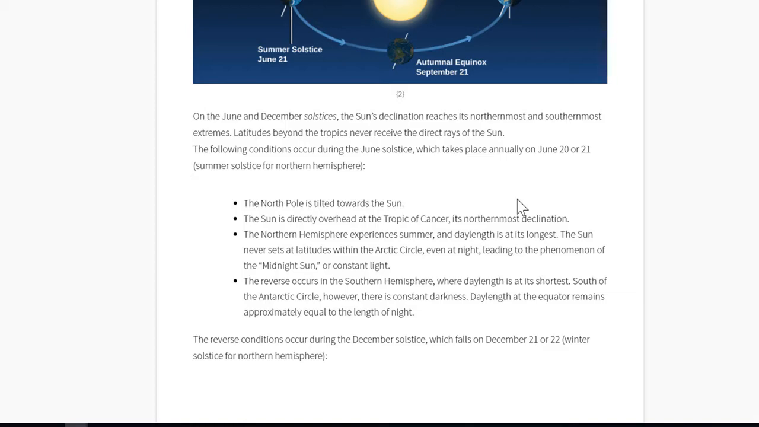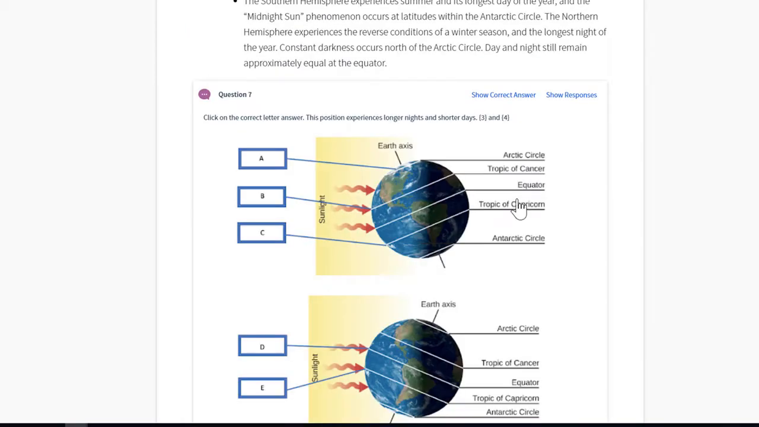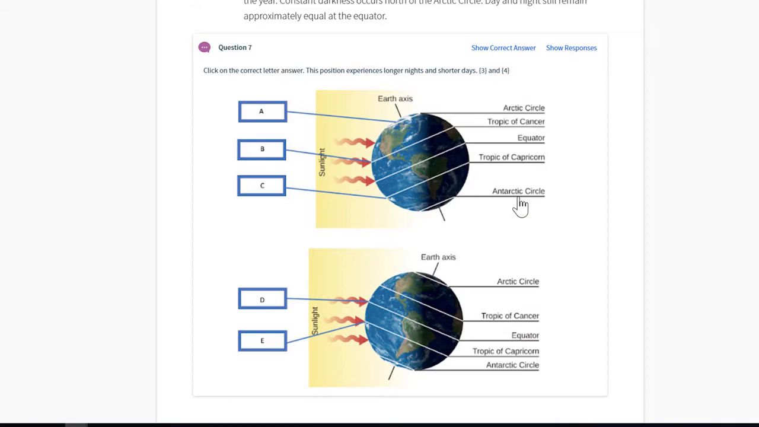So you see the differences. The first one was question 7. Click the correct letter answer. The position experiences longer nights and short days. So think about which part of the hemisphere you imagine has longer nights and shorter days. If the Arctic Circle is under full illumination, that tells us it's summer in the northern hemisphere, where you have the subsolar point directly over the Tropic of Cancer. So it must be somewhere in the southern hemisphere.